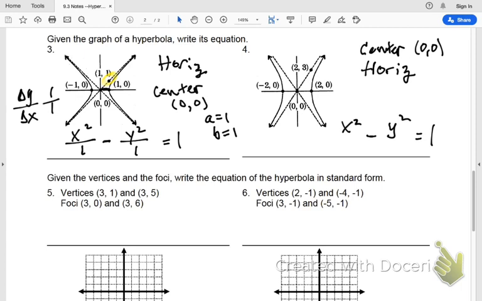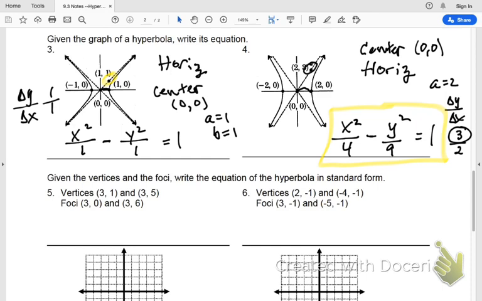This time my vertex is 2 units away from the center, so that tells me my a value is 2. So it's going to be x squared over 4. This time my change in y over change in x, if you'll look at your point right here, I went up 3 and over 2. And so the number under my y comes from this, and that's going to be 9. It's that value squared. So it'll be x squared over 4 minus y squared over 9 equals 1. So this is the equation of that hyperbola.